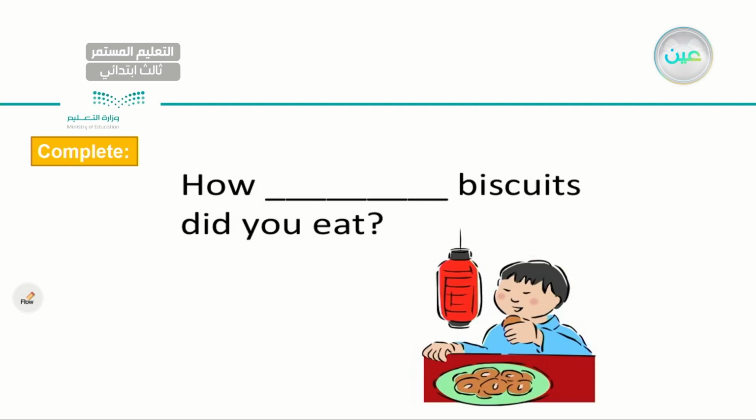Now, how about this one? How ___ biscuits did you eat? Now, look at the boy's plate. Here I can count 1, 2, 3, 4, 5, 6, 7. Perhaps we have 8 cookies. So I was able to count the cookies. I have 8 cookies. So the answer here is how many. How many biscuits did you eat? Maybe I ate 3 or I ate 2 cookies. Okay, they are still a countable noun.